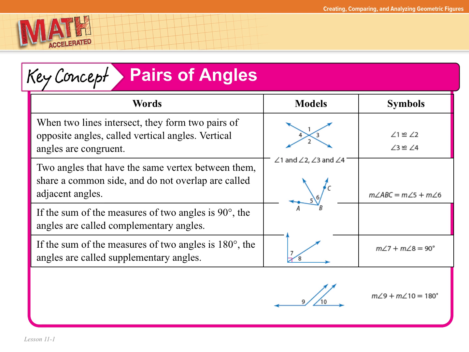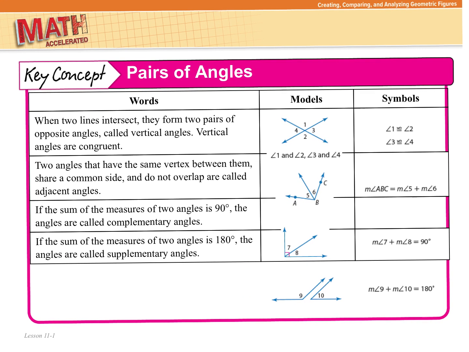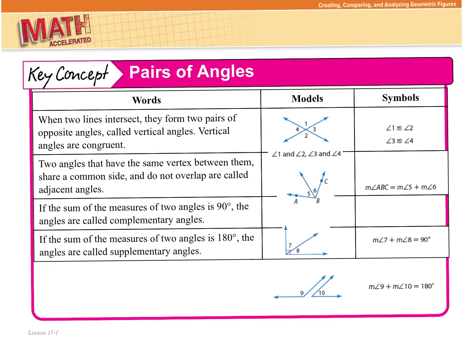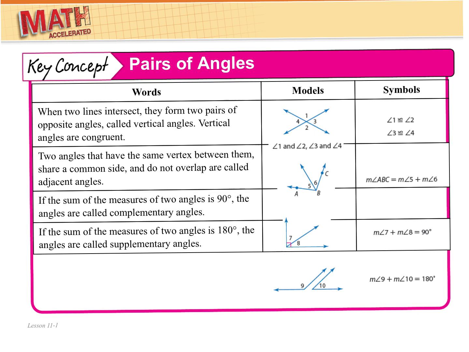So pairs of angles, we're going to talk about angles and their relationships with each other and put names to them, okay? So on the first one, I'm here on that first box. Yours is outlined a little bit better. It says when two lines intersect. What does intersect mean? When they cross, right?